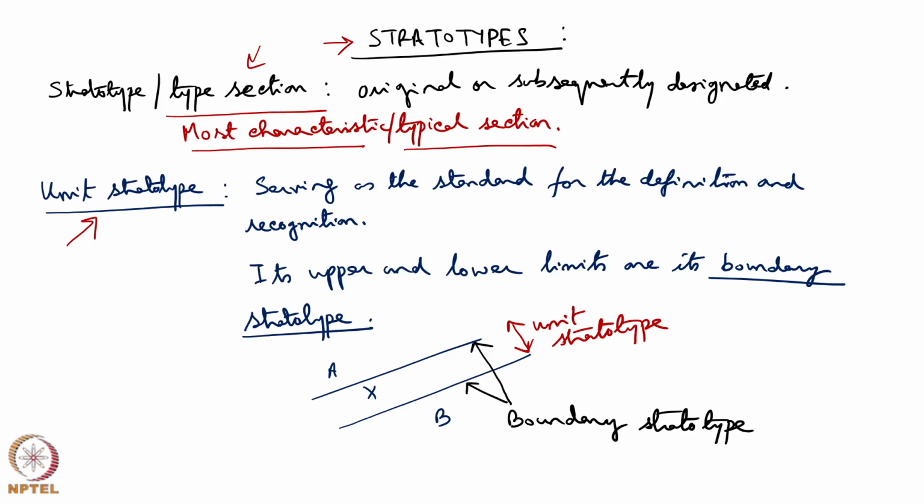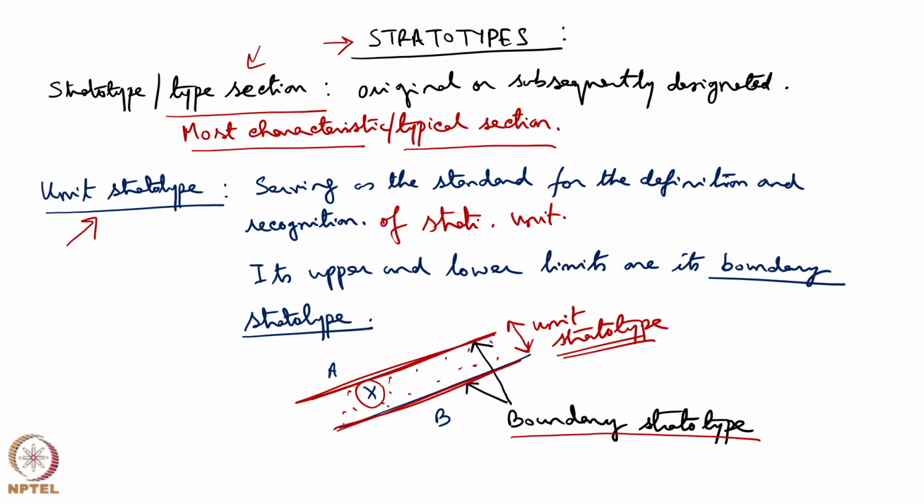A unit stratotype serves as a standard for the definition and recognition of the stratigraphic unit. Its upper and lower limits are its boundary stratotype. So, that means if this rock body containing rock X is the unit stratotype, its bottom boundary, that means this line, is called a boundary stratotype.